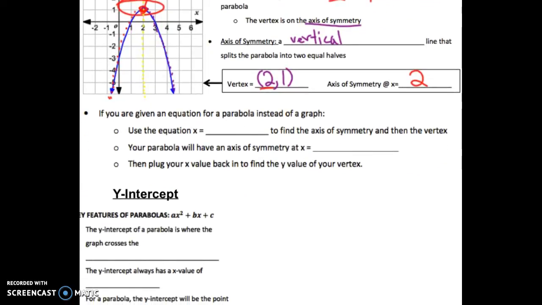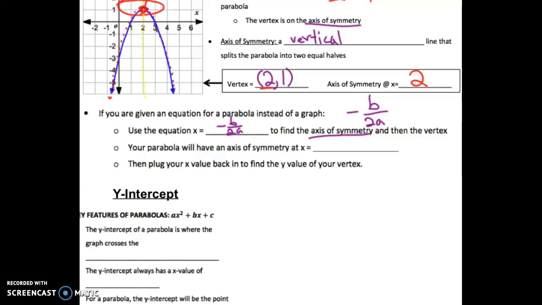If you're given a picture, it's easy to see if that is already given to you. But if you're given an equation for a parabola instead of a graph, you need to do some algebra to figure this out. You need to use the equation x equals negative b, opposite b, over 2a. You need to write that formula somewhere nice and big so you can reference it. Negative b over 2a. It's always, by default, opposite b, so that negative will always be there. That finds the x value, or the axis of symmetry.